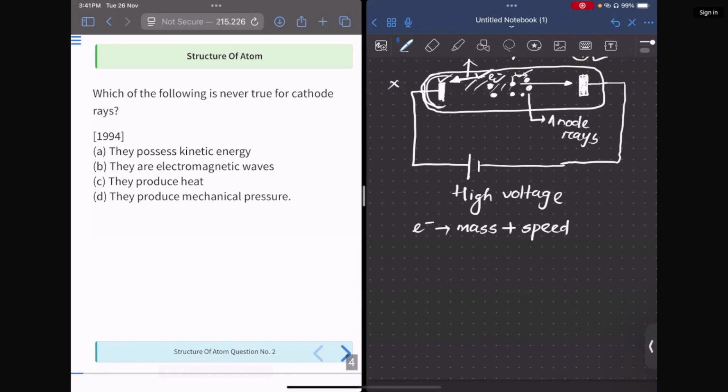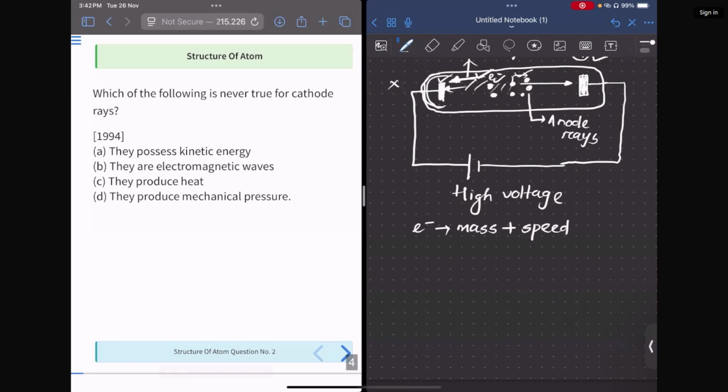Let's move to the second option. They are electromagnetic waves. You are not confirmed whether it is electromagnetic waves or not, so let's move on to the third option. Then we'll encounter the B option at last. They produce heat. The electrons possess some momentum. When they hit this electrode, they will produce some heat through collision.